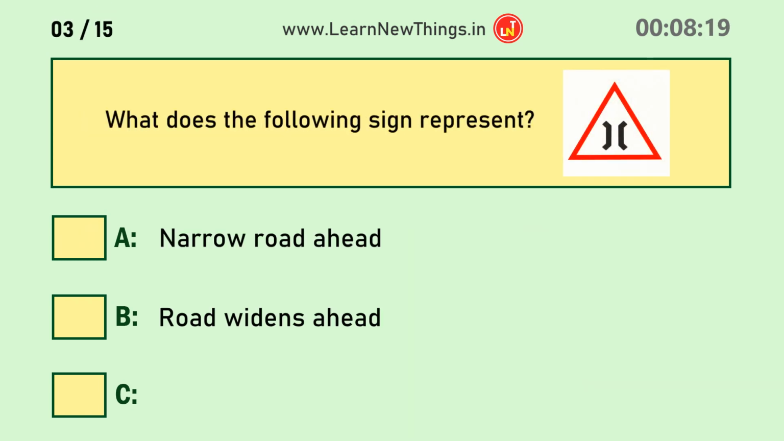What does the following sign represent? Narrow bridge ahead.